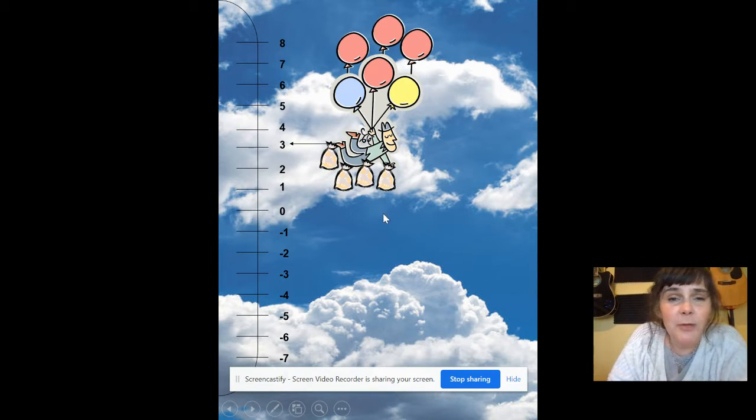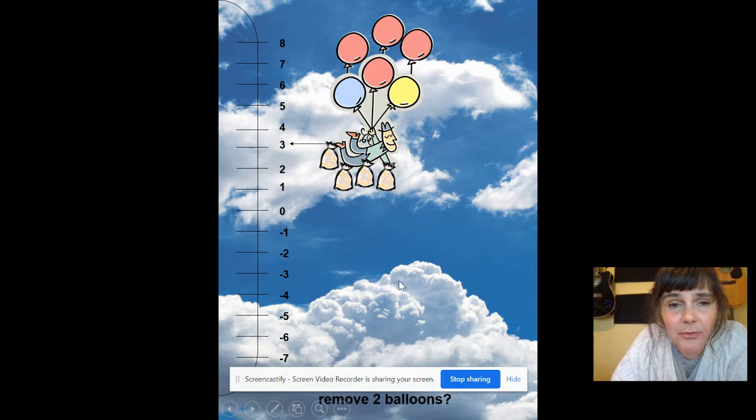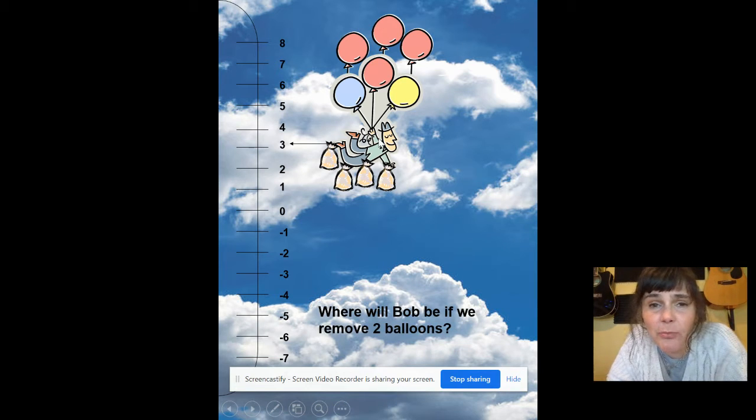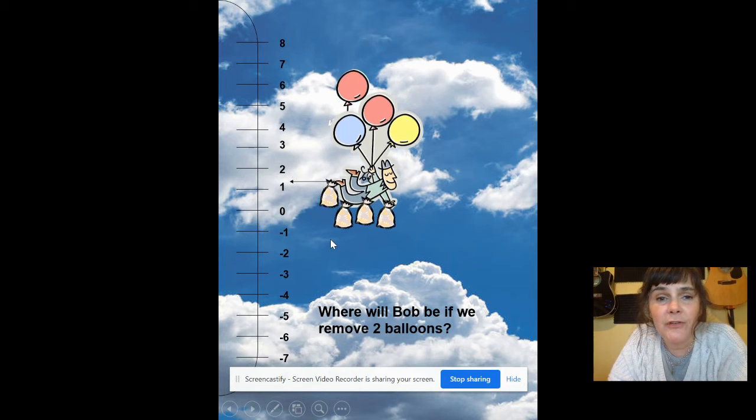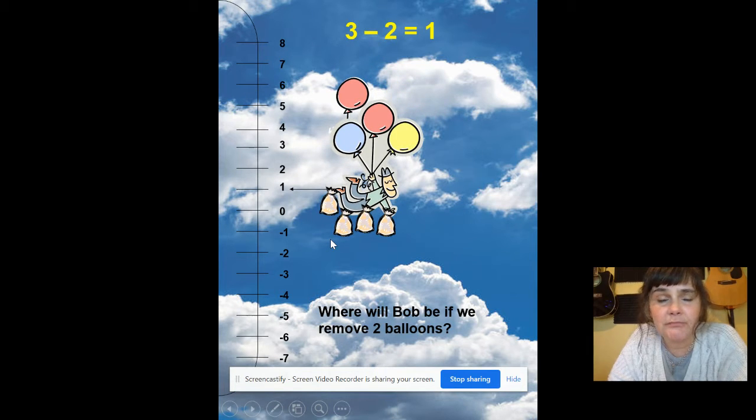Okay, so here's Bob. He's starting on 3. We're going to take 2 balloons away. Now remember, balloons hold us up. So if we take them away, we're going to go down. So it's like subtracting a positive. So it's basically 3 minus 2. And we all know that 3 minus 2 is 1.